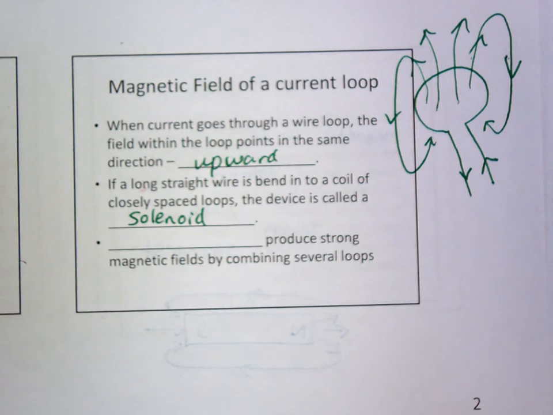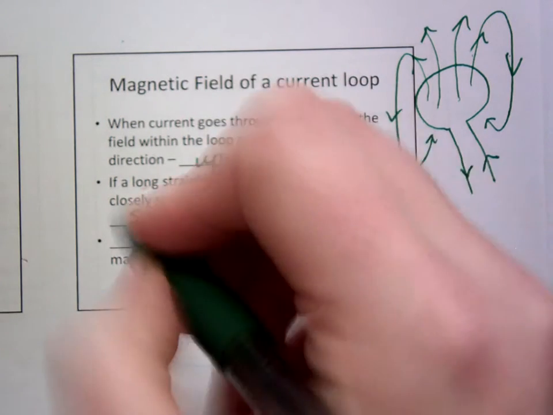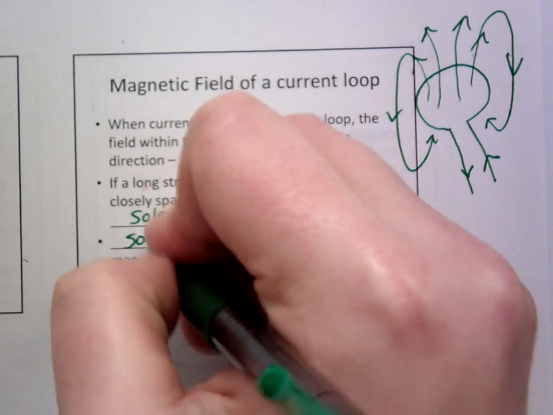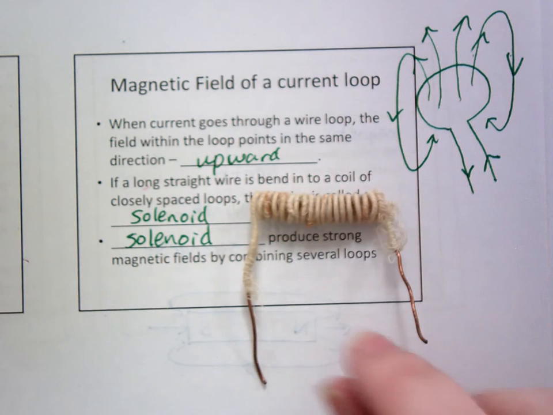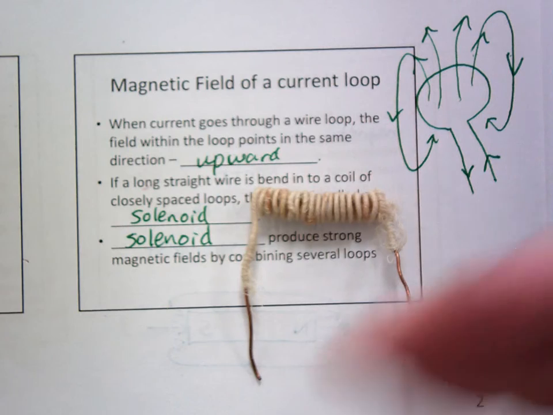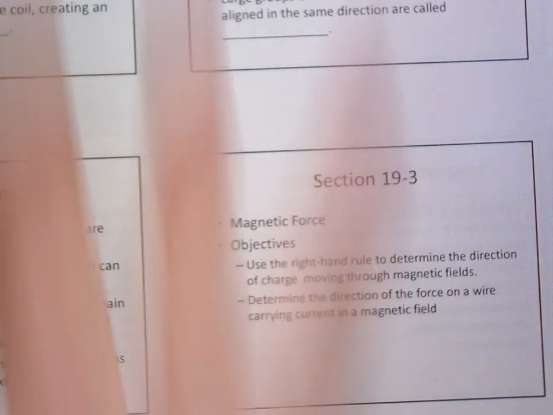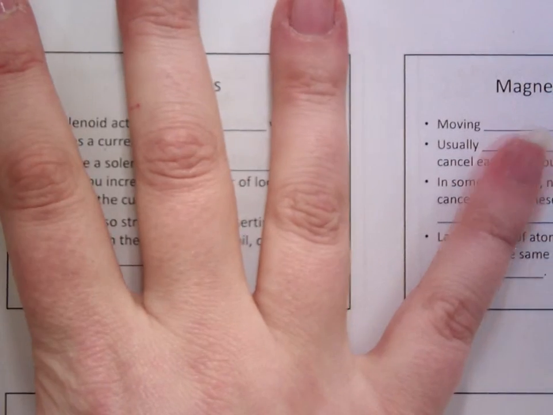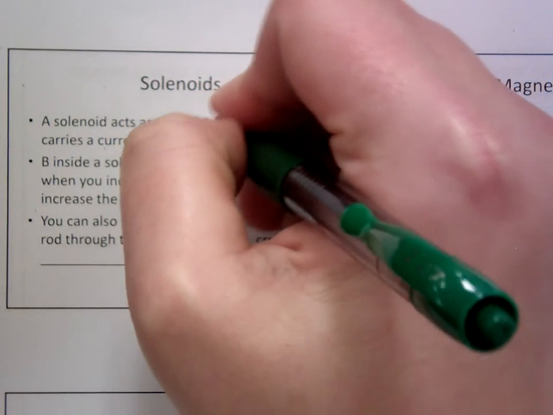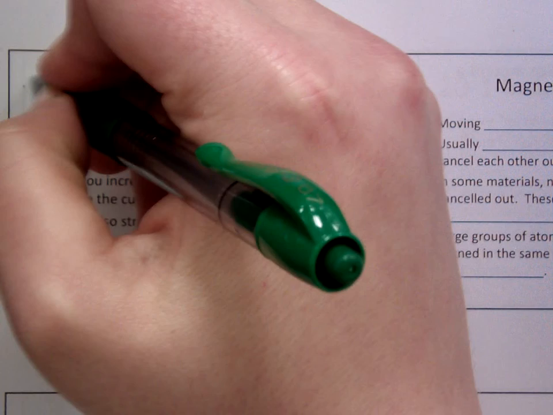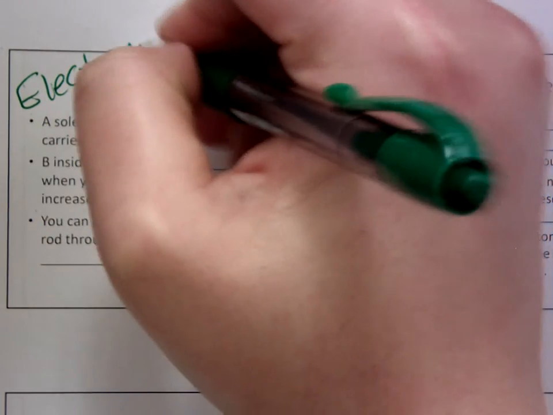Now the more loops you add to your coil, the stronger your magnetic field is going to become. So the solenoid can produce strong magnetic fields by combining several loops together. If I were to add even more loops to this and then run current through it, it would become an even stronger electromagnet. Because that's what it is. If you hook the coil up to a circuit, a source of voltage of some kind, you're actually creating an electromagnet. Now a solenoid acts as a magnet when it carries a current. So right here, what I'm talking about are electromagnets.